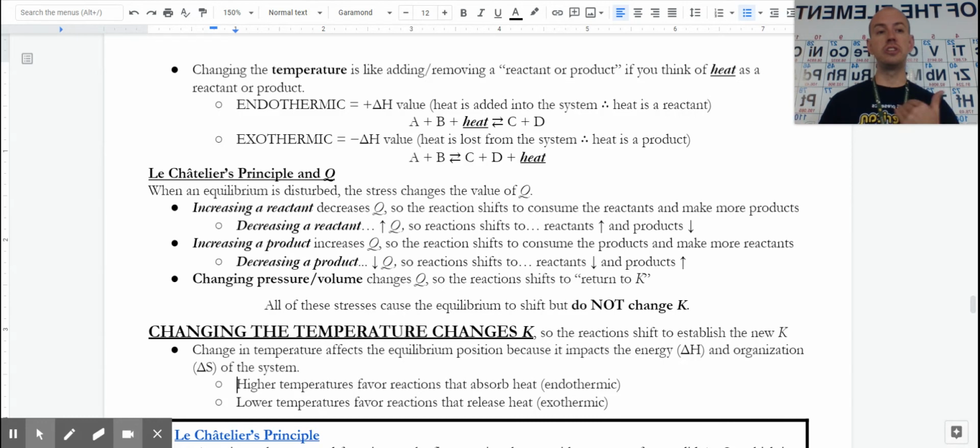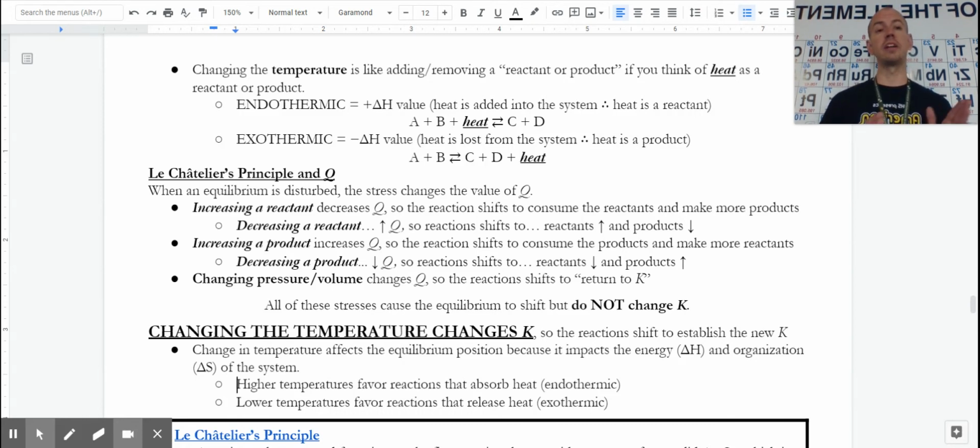They don't just shift one way or another, they shift that way and they stay that way. So higher temperatures favor things that absorb heat. We looked at that right there. It shifts right, but it stays shifted right. It's not trying to get back to that same K. It's establishing a new K with more products, so that would end up with a higher K value. A low temperature would favor reactions that release heat. So if I took away my heat, then this one would shift right, raising my K.